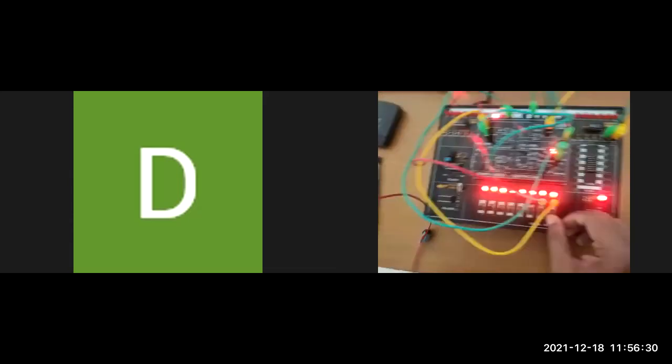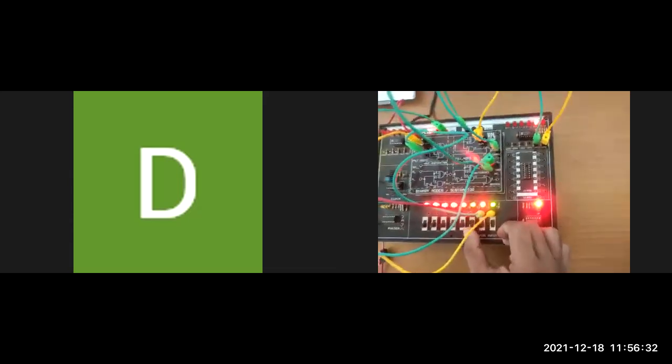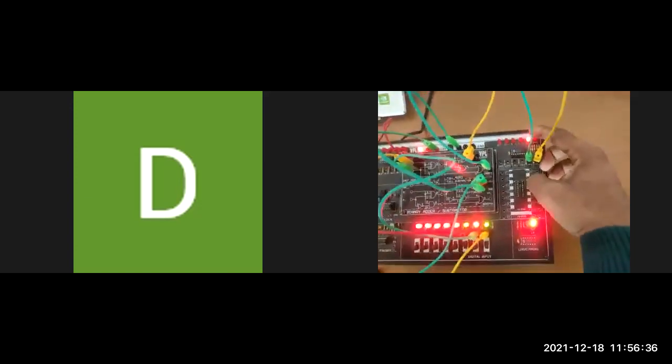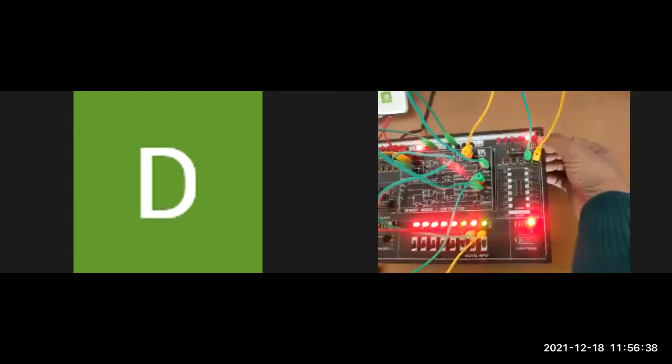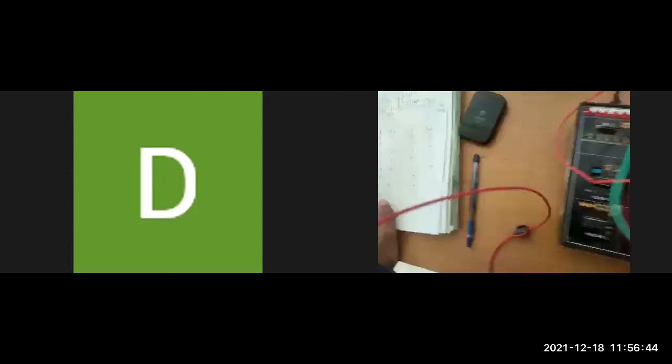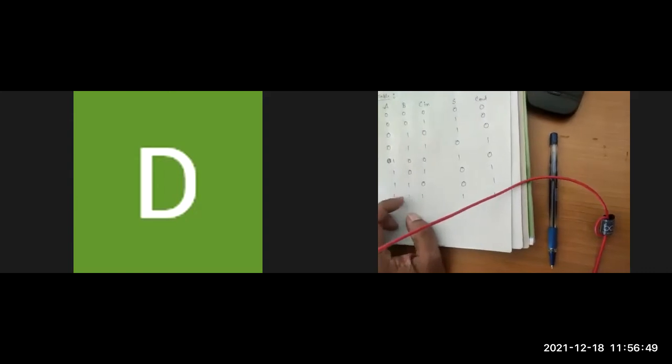So this is 1, this is 0, and this is 1. So here for the case of 1 0 1, the carry is 1, that's why the LED is blinking only, and the sum is 0, that's why the corresponding LED is not blinking. For the case of the last two combinations, that is 110 and 111.